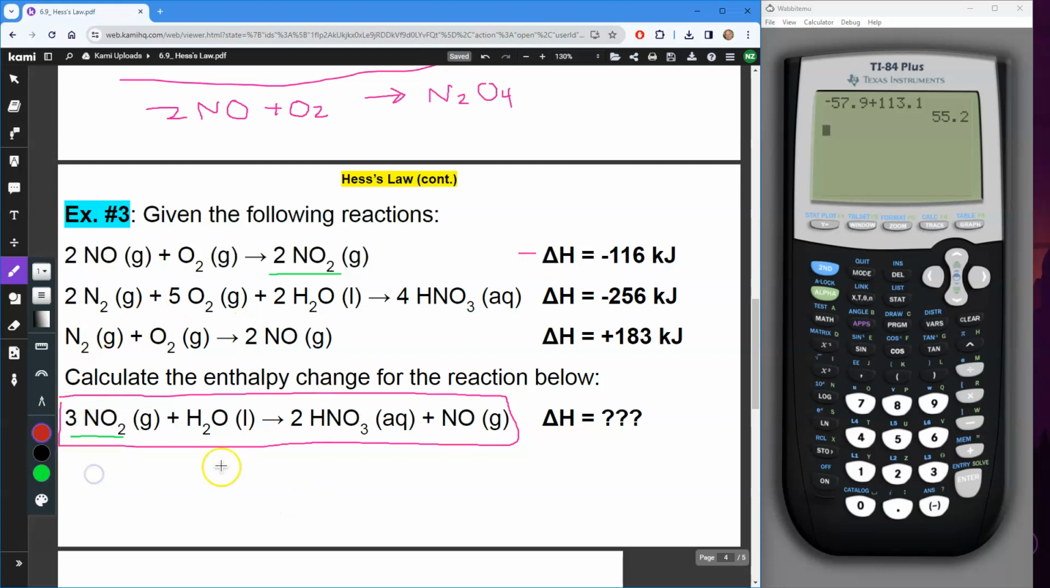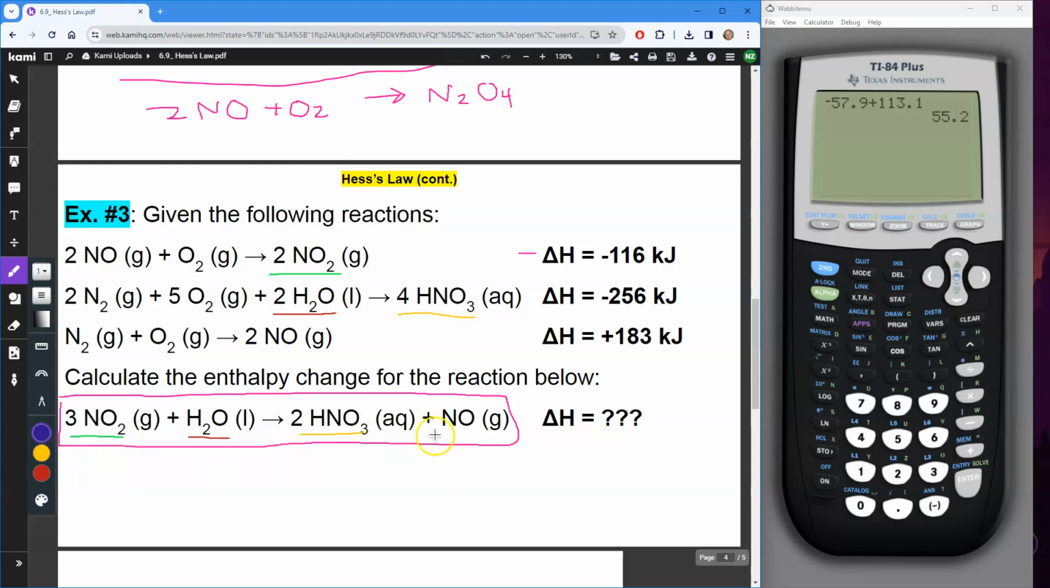And let's look at the second one, so H2O. H2O is in the second reaction, and it's on the correct side, so we don't need to flip anything. But we have a 2 in front of it, so we'll need to address that in a second. Let's look at HNO3. HNO3 is supposed to be on the product side, and it is on the product side of our second reaction, so that's good.